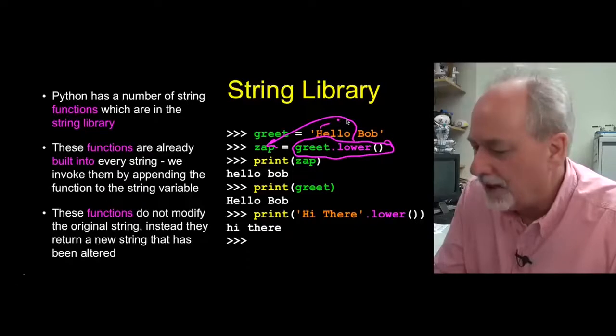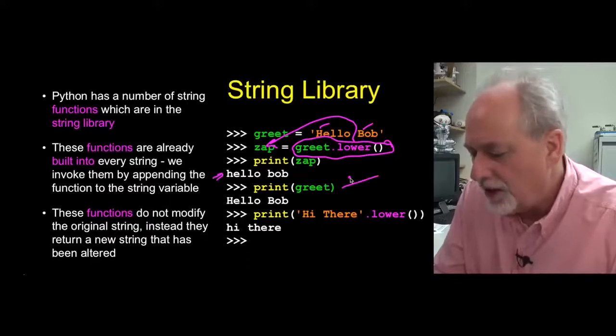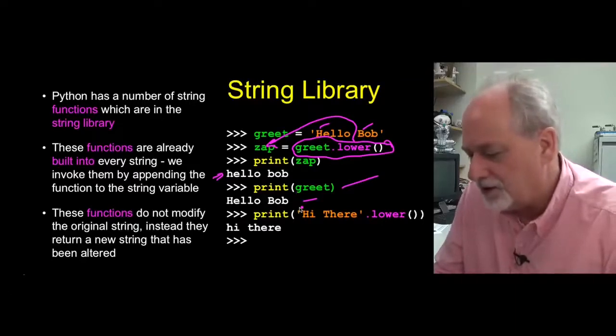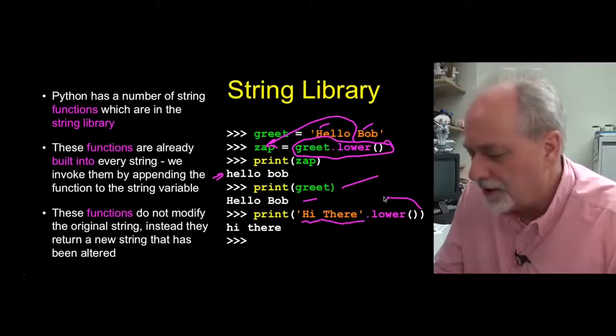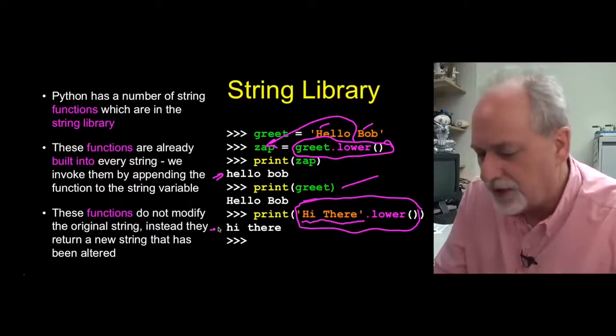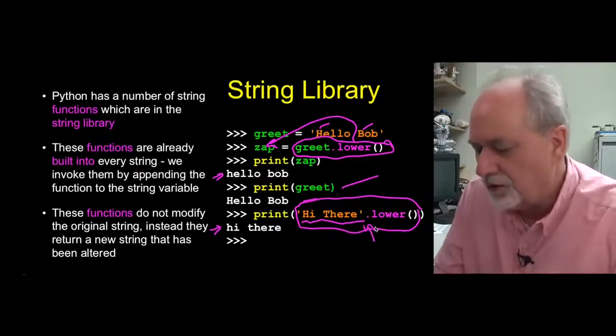So here I have Hello Bob with an H and a B uppercase, and what I get back is hello bob all lowercase. And note that greet is unchanged. So Hello Bob is still there. And you can even call these methods on constants. So this is a string object, quote, hi there, quote, dot lower. That says, call lower on this bit of string and give me back a lowercase version of it. And so it prints out as the returned value.